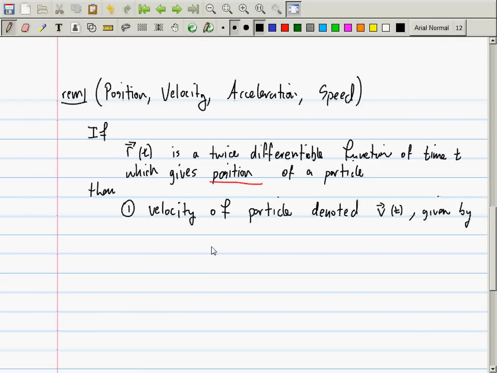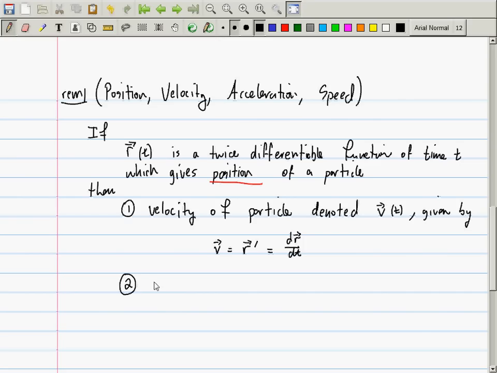Velocity is the derivative of position, exactly. So then velocity is the derivative of position, and that is to say that it is dr dt. Okay, wonderful. Okay, so you can probably imagine what's coming next.